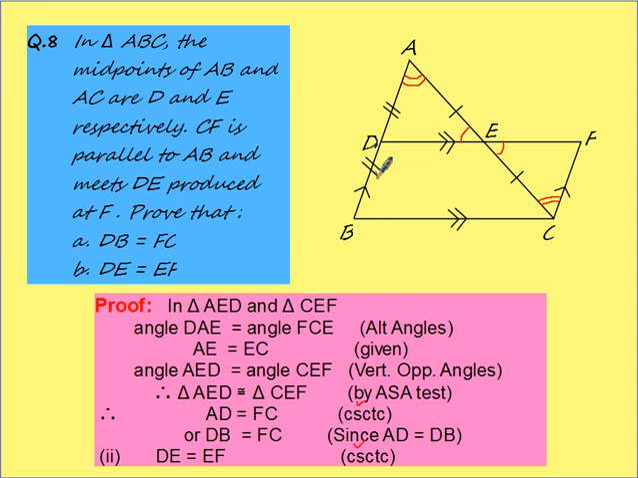And E is the midpoint of AC. So these two parts are also equal. So this E is the midpoint of AC. Respectively means AB and AC.